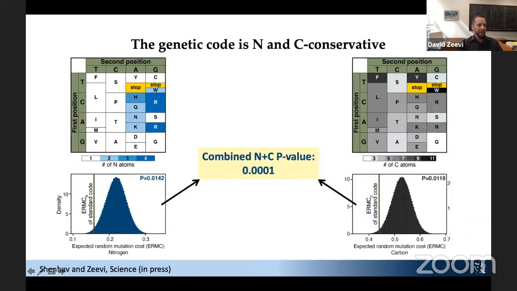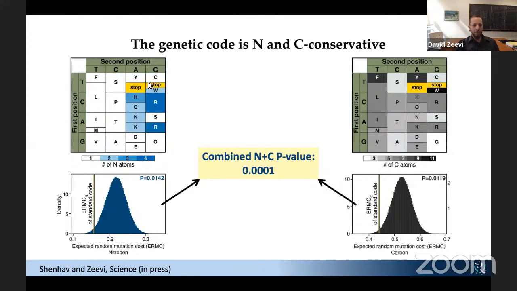And when we demand that the shuffled genetic code be better than the standard genetic code in conserving both nitrogen and carbon, we found that only about 1 out of 1,000 genetic codes does better than the standard genetic code in conserving both nitrogen and carbon.